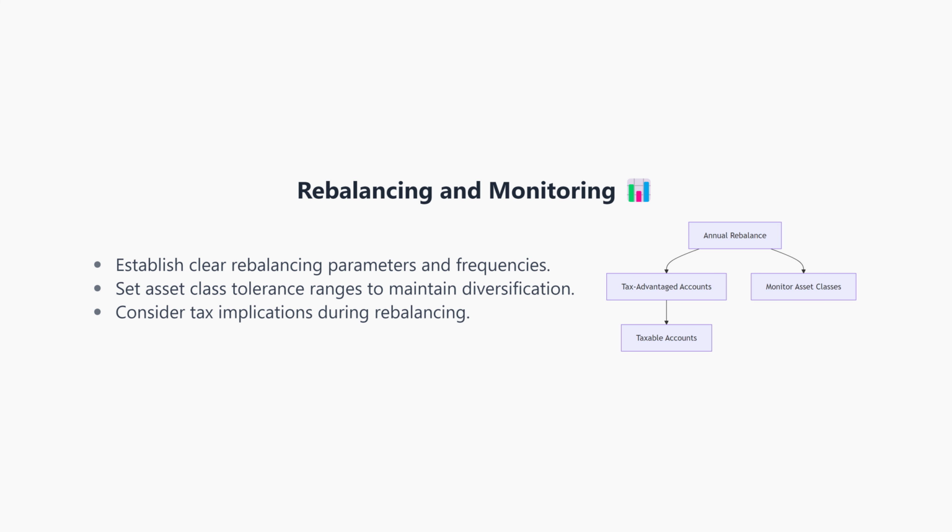Setting specific rebalancing parameters ensures your investments align with your strategic targets. Typically, an annual rebalance is suggested involving both tax-advantaged and taxable accounts. Set tolerance ranges for each asset class to maintain desired diversification while considering tax implications. It's important to decide if you prefer rebalancing your entire portfolio across accounts.